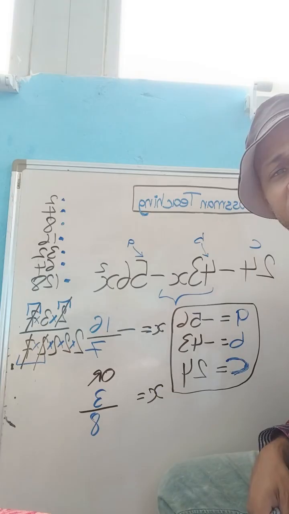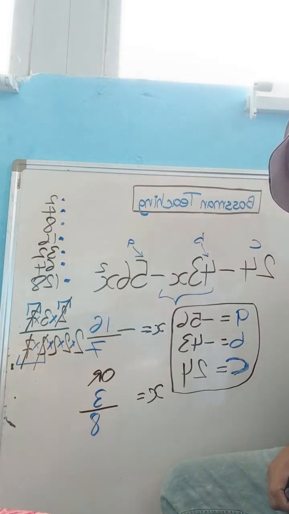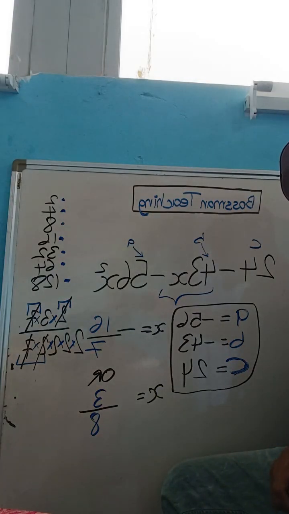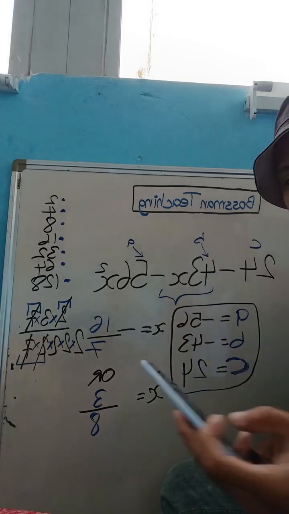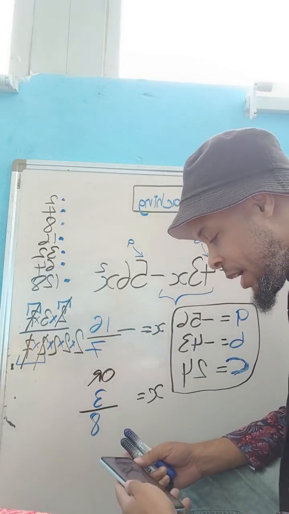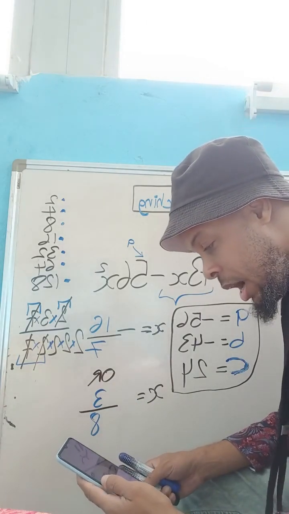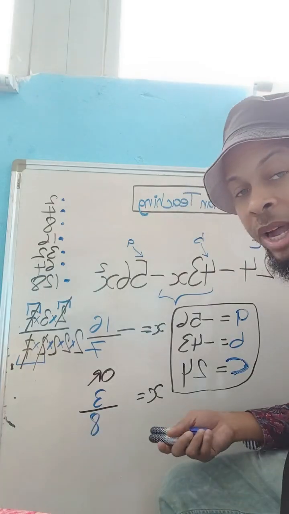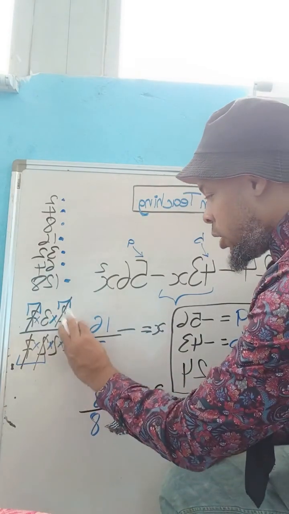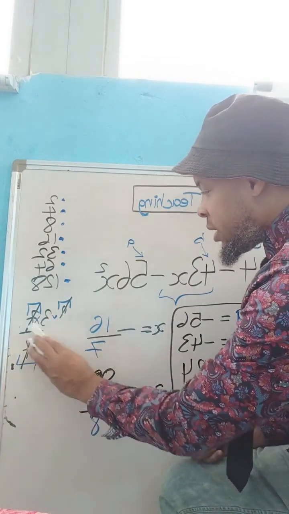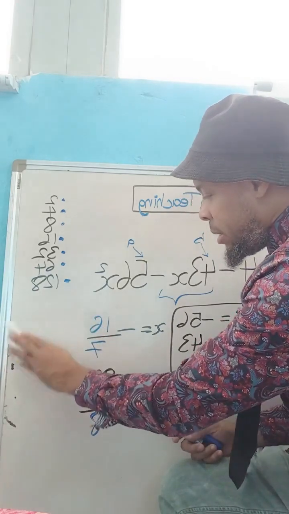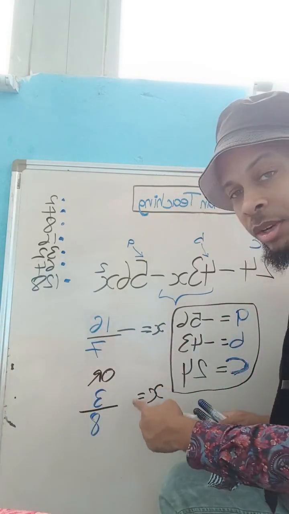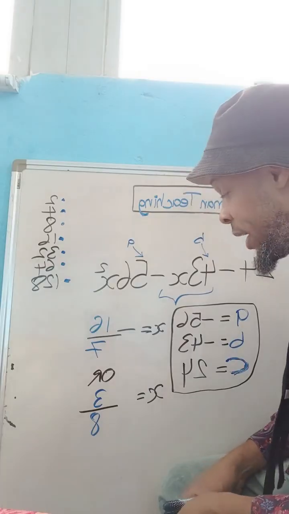Yeah, I should have taken every one of the screenshots, but it's fine. Alright, hopefully, let me see if I got all of that. So the 2 answers are there, yeah? The 2 roots for this equation are going to be minus 16 over 7 and positive 3 over 8.